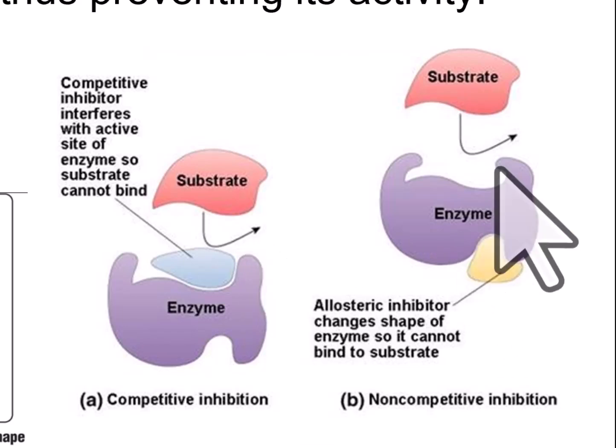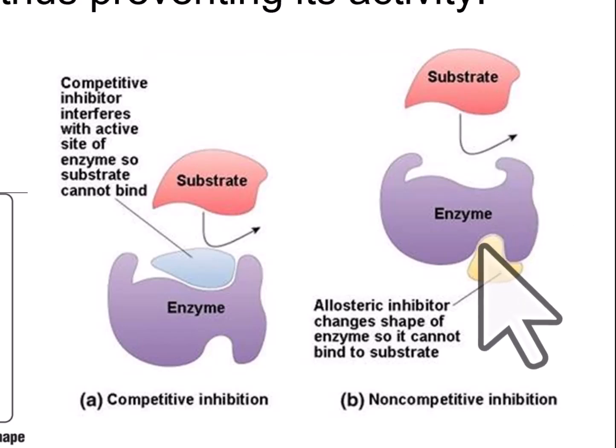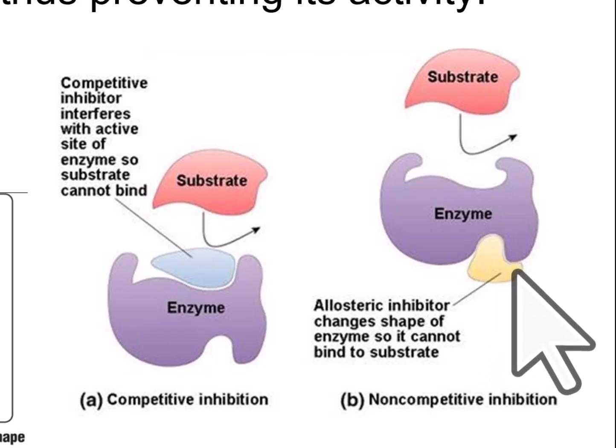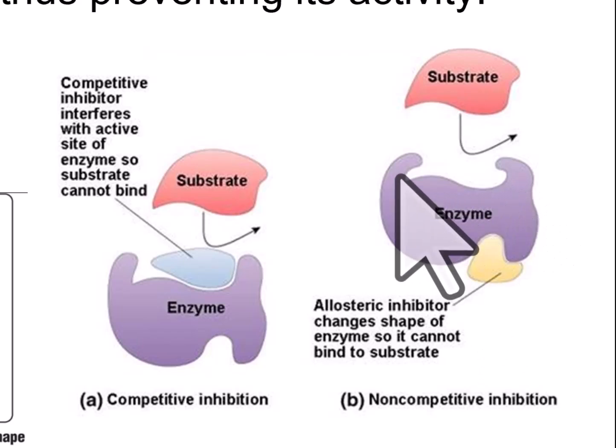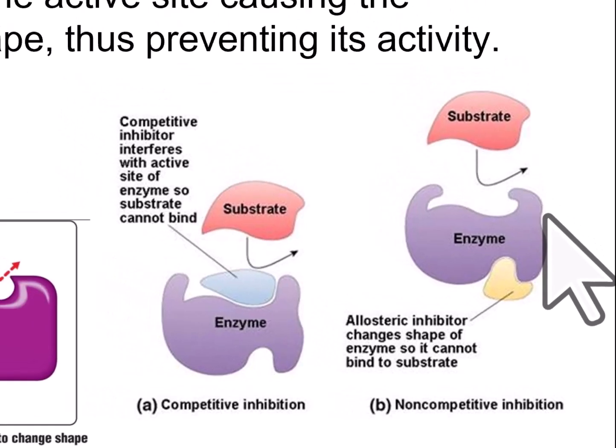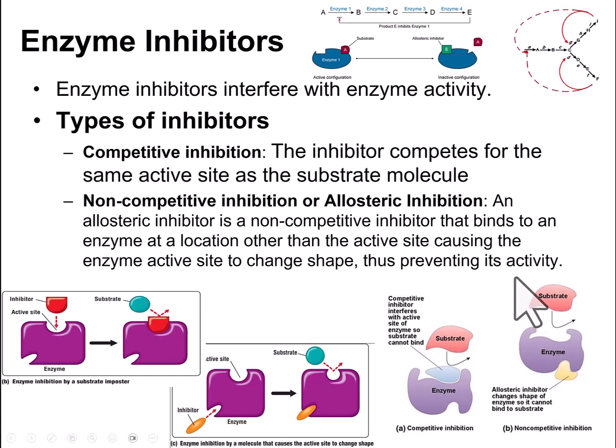Non-competitive inhibitors couldn't care less about competing for this active site. What they do is they bind to a spot on the enzyme other than the active site, but when they bind, as shown here, it changes the shape of the active site. So the active site can't bind to the substrate, and it prevents the substrate from being converted over to product. So it's inhibiting the enzymatic reaction, but it's doing so by binding in a location other than the active site. So it's not competing. So we call them non-competitive inhibitors, also called allosteric inhibitors.